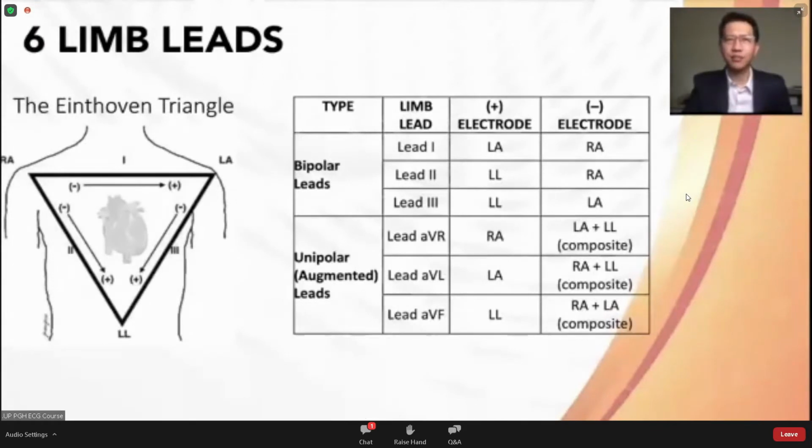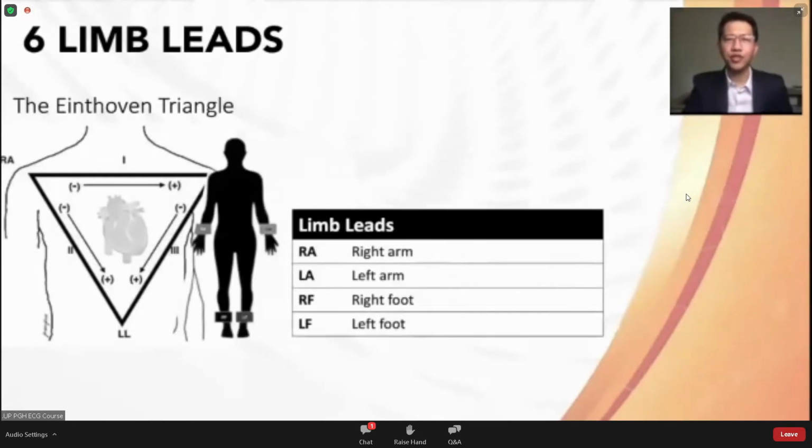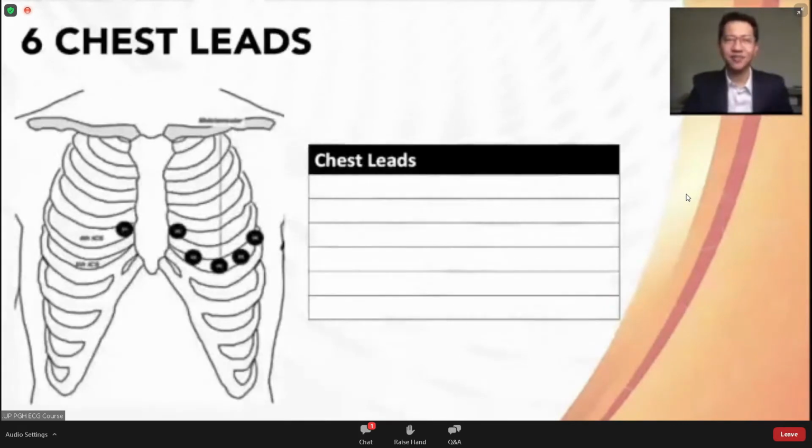There are 6 limb leads, and they are produced based on what we call the Einthoven's triangle to capture the electrical impulses along a person's coronal plane. These 6 limb leads are produced by attaching the electrodes to the person's arms and feet, producing leads 1, 2, 3, AVF, AVR, and AVL.